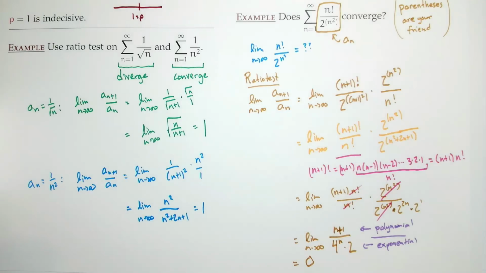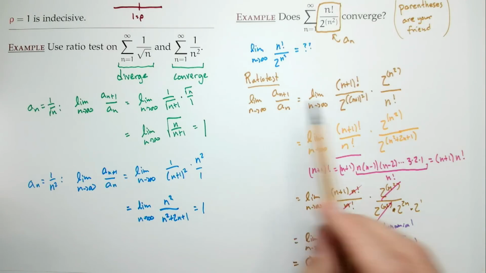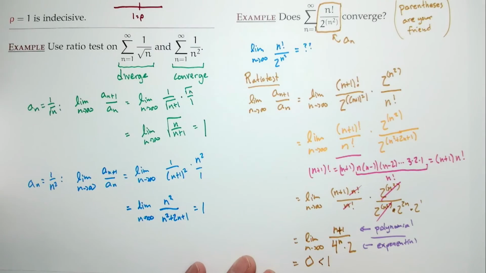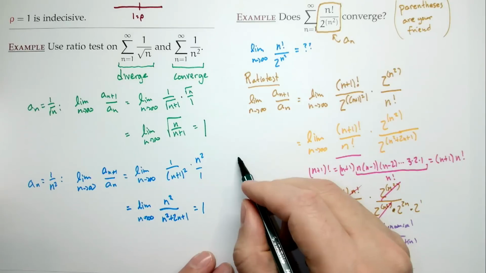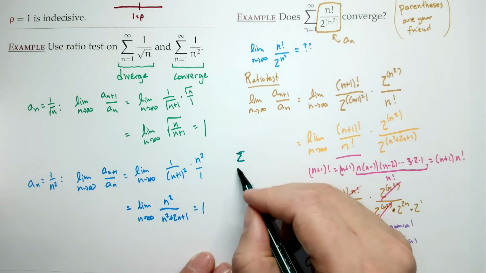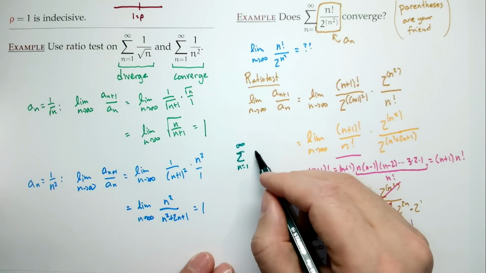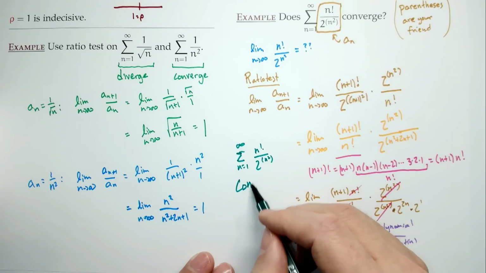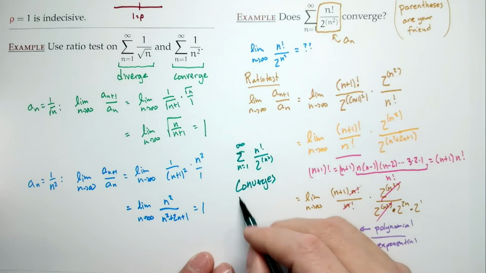All right, so what does that say? Well, we've applied the ratio test, and that says if the ratio limit is less than 1, and it's definitely true that 0 is less than 1, then what we can conclude is that this is going to converge. So the sum from n equals 1 to infinity of n factorial over 2 to the n squared converges by our ratio test.